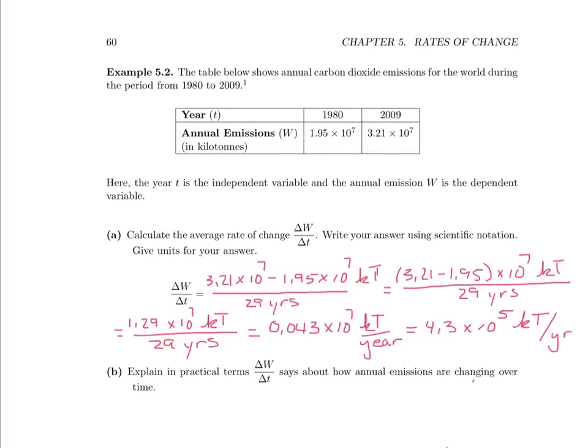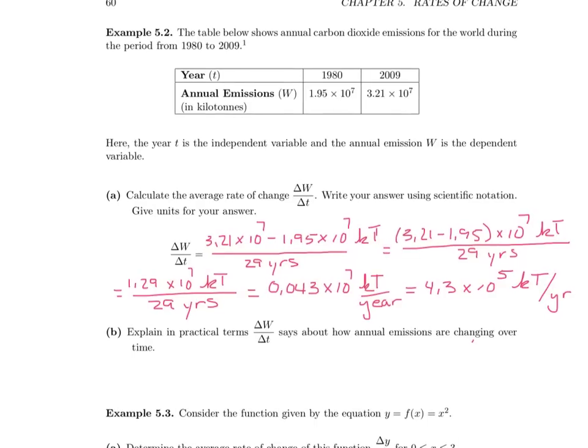Now let's go ahead and look at part B. So here we're going to explain in practical terms what the ratio we just calculated is telling us in terms of how the annual emissions are changing over time. Well, if we look at this quantity, it's a per year quantity, and this quantity is positive. So, for each year that passes, the annual emissions must be increasing by 4.3 times 10 to the 5th kilotons.